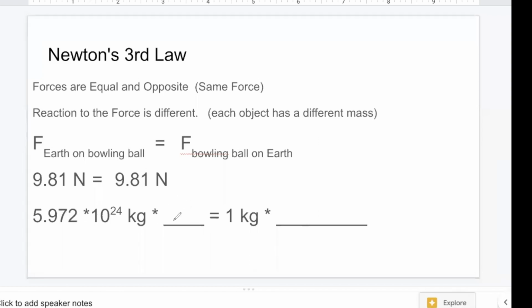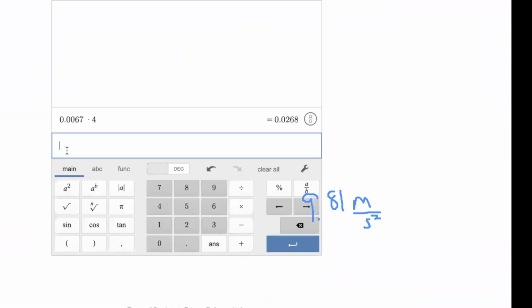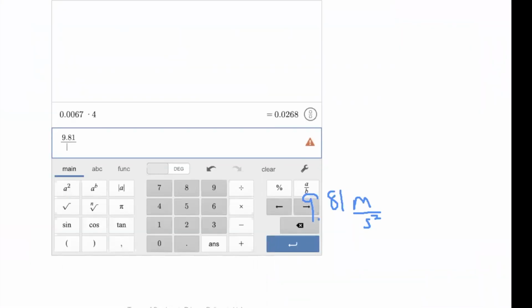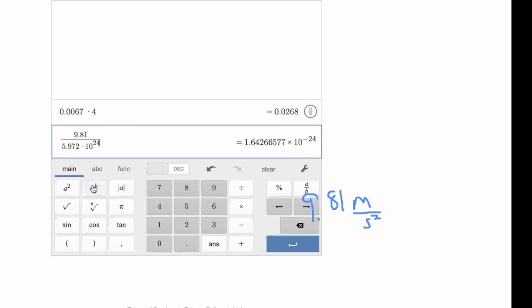So what's the acceleration of the earth? Well, if you plug that in, I don't even know if Desmos will give us a very tiny, tiny, tiny number. But this one, what would we do? 9.81 meters per second squared. So the bowling ball has the acceleration due to Earth's gravity. Okay, so if we go into Desmos, let's say 9.81 divided by 5.972 times 10 to the 24, highlight those numbers and exponent them. This is the answer, 1.6764 times 10 to the negative 24.